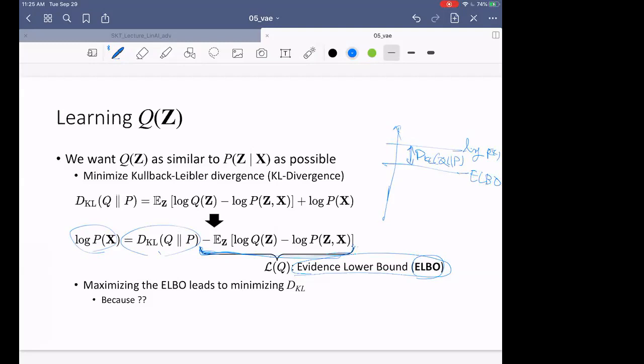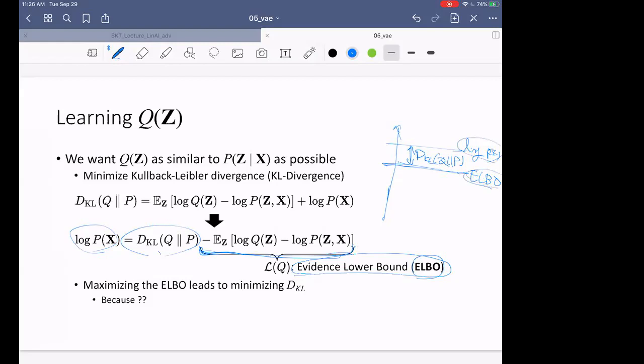So you want to maximize, so this becomes your lower bound because D_KL is always non-negative. It's either 0 or positive. It can never be a negative value. It's a divergence between two distributions. So that's why ELBO becomes a lower bound of the log p(x), and you want to increase your lower bound.